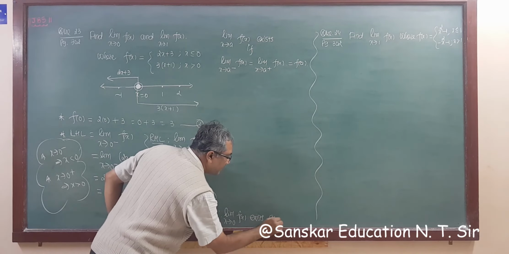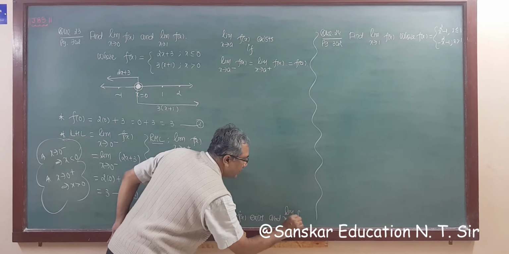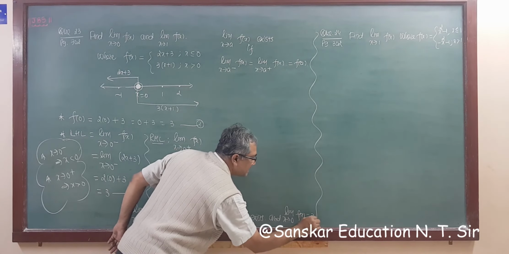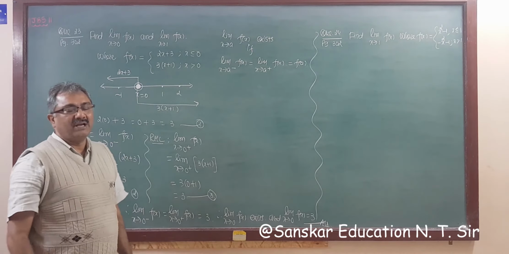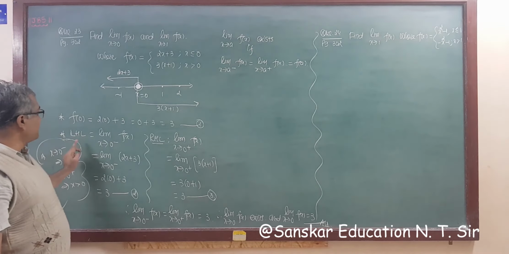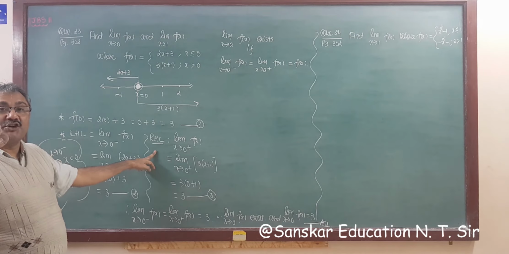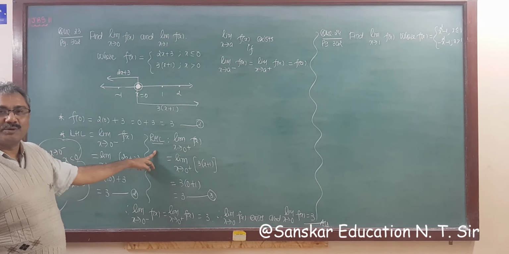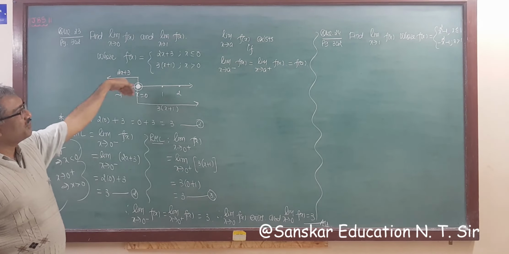And limit x tends to 0 f(x) is 3. This is your answer. Got it? And in 12th standard, if the left hand side limit and right hand side limit are equal, then the function is said to be continuous. What you have to remember? The function is said to be a continuous function. So this is a continuous function.